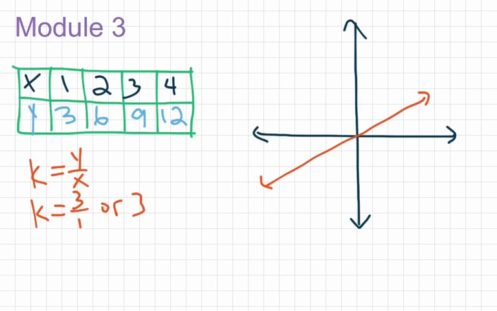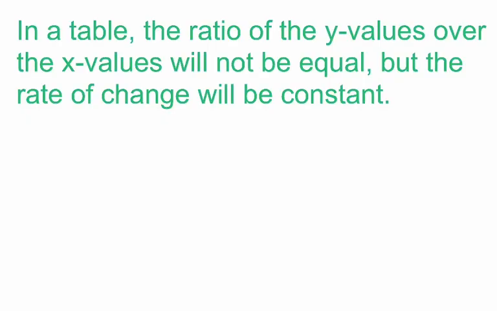Now, this is all back in Module 3. With Module 4, things are going to change. We're not going to have a constant of proportionality anymore, and we're not necessarily going to have graphs that always pass through the origin either. So getting back to Module 4, Lesson 1, dealing with the table, the key thing to keep in mind is that with a table, the ratio of the y values over the x values will not be constant, but the rate of change will be constant. You guys need to go ahead and write that down. That's important for this lesson.